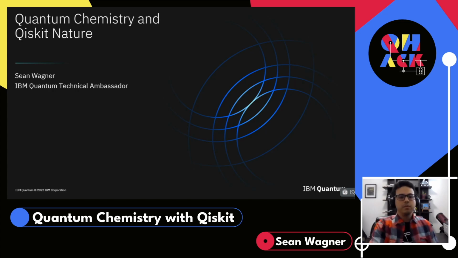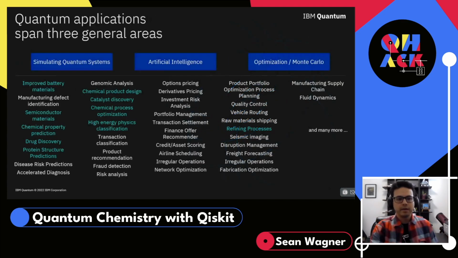So there are a variety of different problems that we could potentially attack with a quantum computer. But in general, what I'm showing on the slide here is that there are three main areas in which quantum computing could potentially have some kind of advantage. So simulating quantum systems, which I've already talked about, so chemistry problems, physics problems, that sort of thing, artificial intelligence, and also optimization type problems.